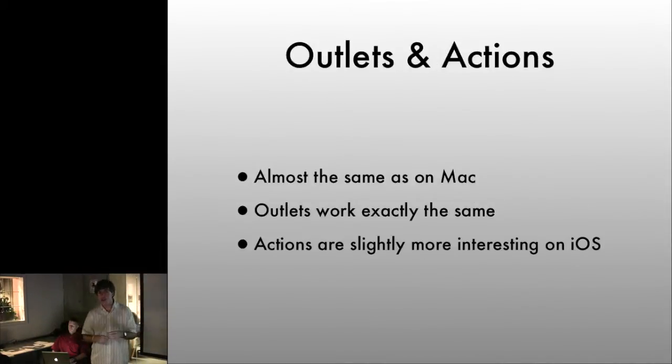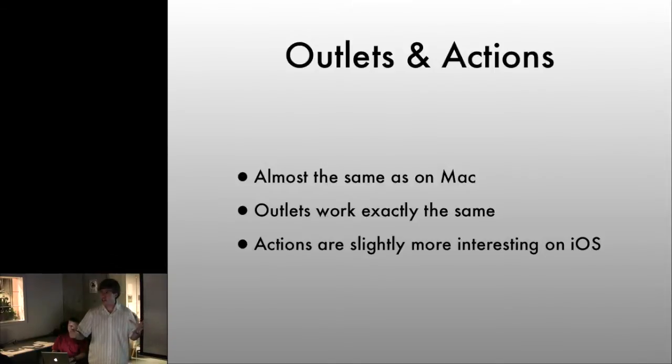Again, in order to talk to the code, in order for the code to refer back to the interface, we have outlets and actions again. They are pretty much the same as on Mac. An outlet is exactly the same. You create a reference in code to some interface object, you specify it as an IB outlet, and then you'll be able to hook it up in Interface Builder.